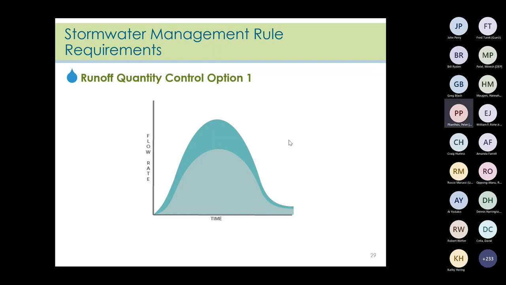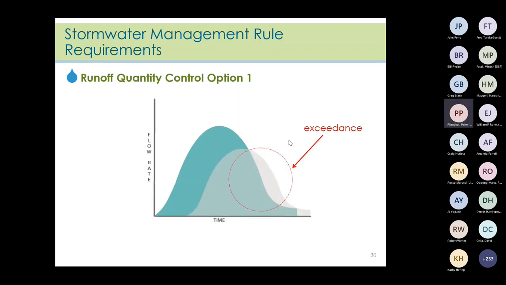An example scenario that meets this standard can be seen here, where the post-construction runoff hydrograph, shown here in gray, is contained entirely within the bounds of the pre-construction runoff hydrograph, shown in teal. And an example scenario that does not meet this standard can be seen here, where a shift in timing results in the post-construction hydrograph exceeding the bounds defined by the pre-construction hydrograph.